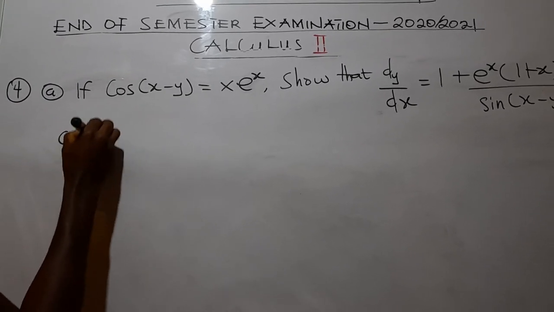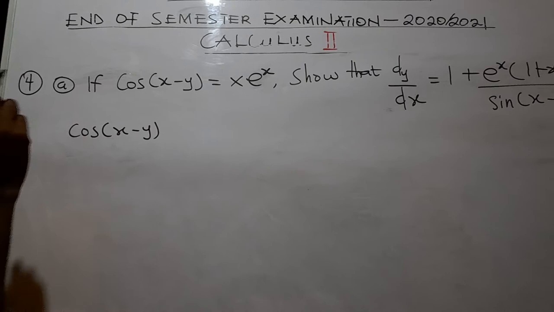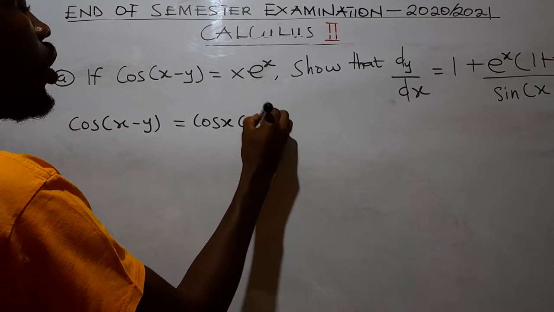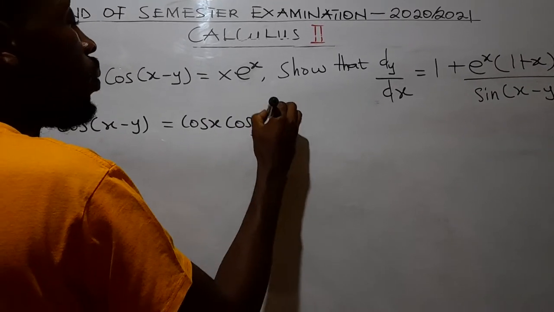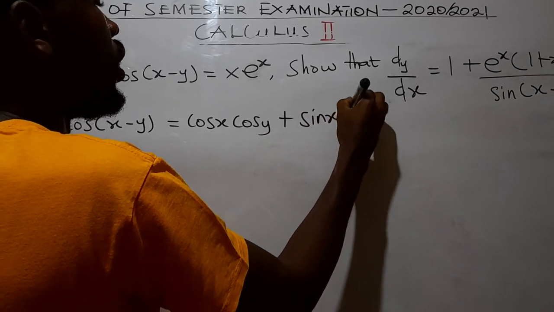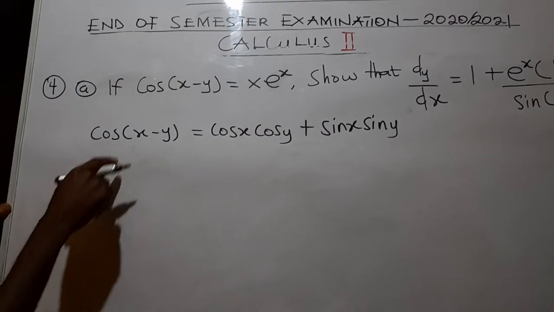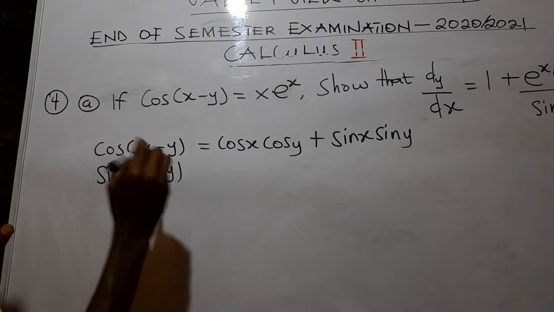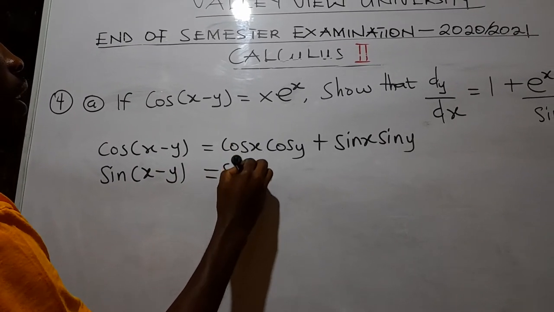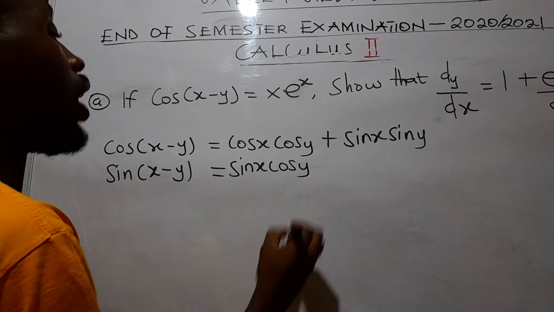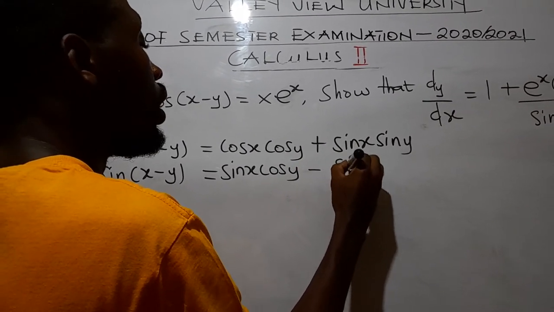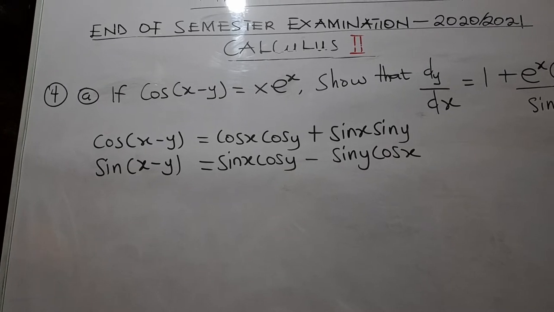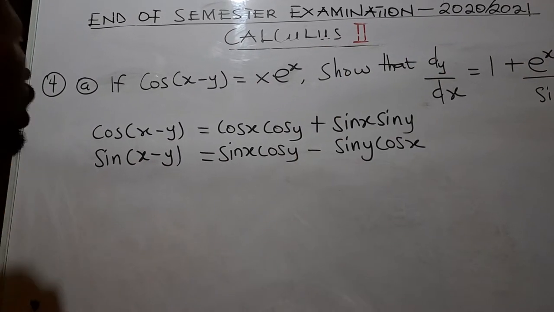If we have cos(x − y), remember from compound angles in trig, it will be equal to cos x cos y plus sin x sin y, if you recall it very well. Then, if we have sin(x − y), remember for sine, it will be equal to sin x cos y minus sin y cos x, if you remember very well from trigonometry. So we are going to use these two things to solve our equation.